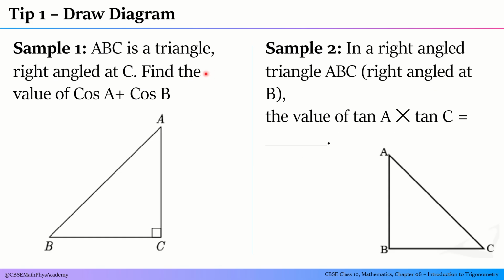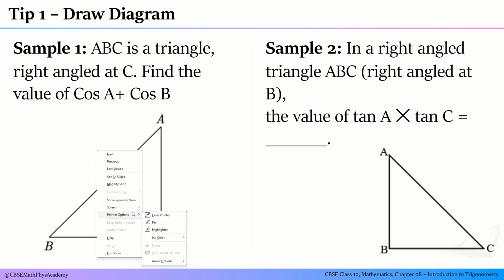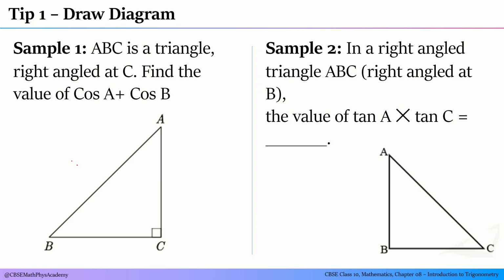One sample is: ABC is a triangle, right angle at C. Right angle at C is the key, because at C is where the 90 degrees comes. And you're supposed to find the value of cos A plus cos B. So put in a drawing and mention the values, whether it is 2, 3, 5, whatever the value is. If you mention it, you can easily find cos A by viewing the triangle from here, and cos B by viewing the triangle from here. Without this diagram, it's highly possible you will make a mistake.